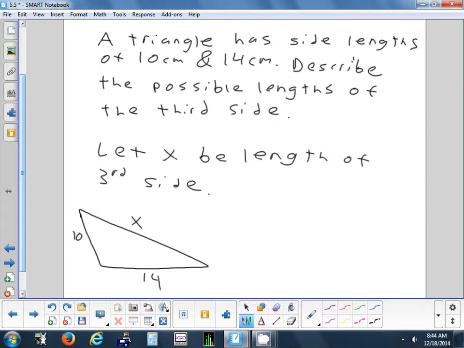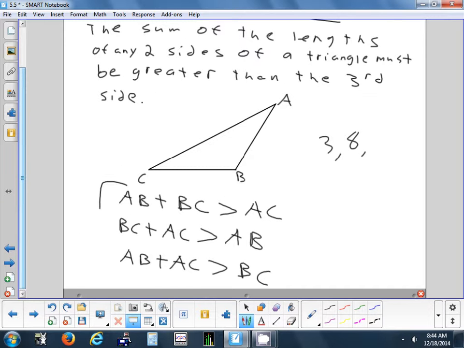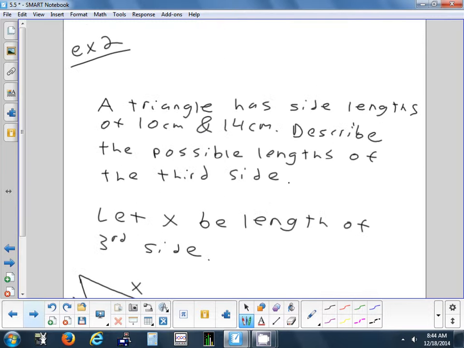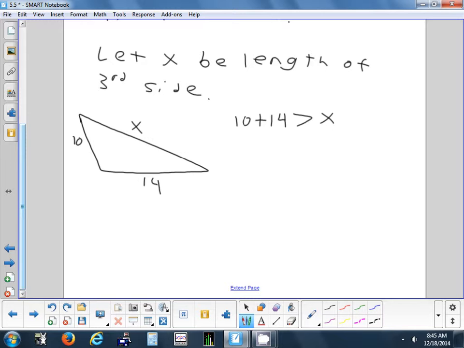Let's write down all three of these inequalities using that triangle. Who can give me one of them? 10 plus 14 is greater than x. Any two sides have to add up to be bigger than the third. Okay, so that's one. We'll solve that in a minute.